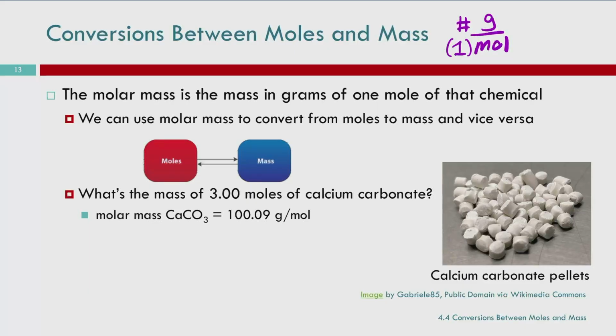So we can use this to move between moles and mass. For example, we want to know what the mass is of 3 moles of these forbidden marshmallows, calcium carbonate pellets. Our molar mass is 100.09 grams per mole. So the thing we're given, 3 moles.